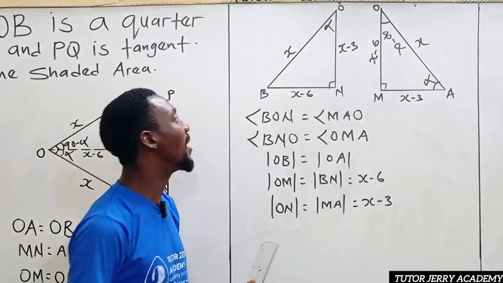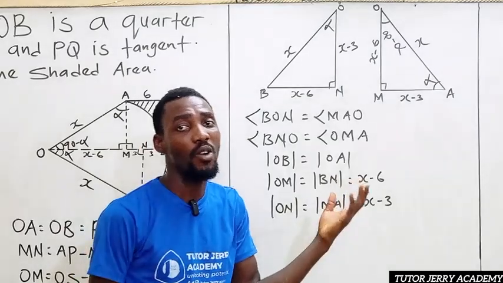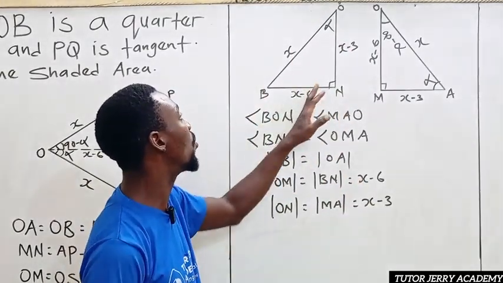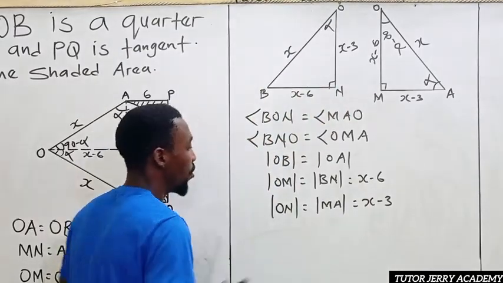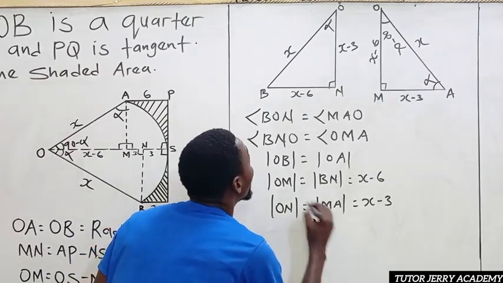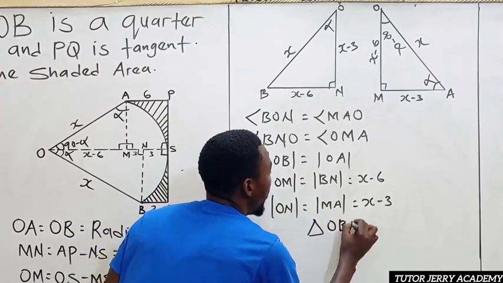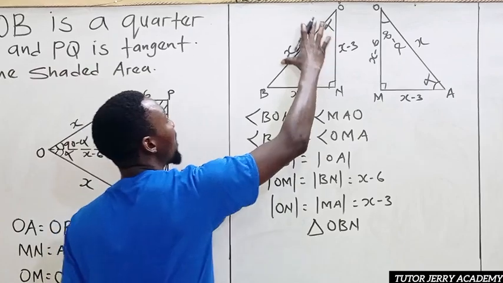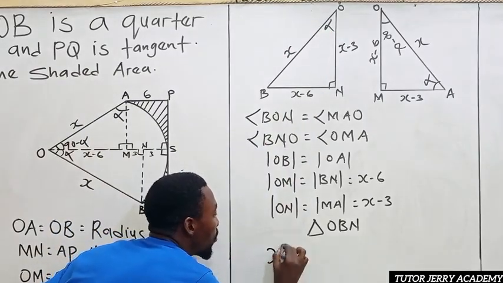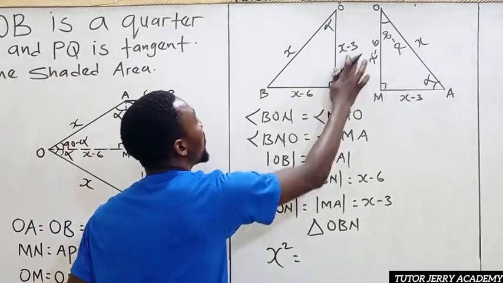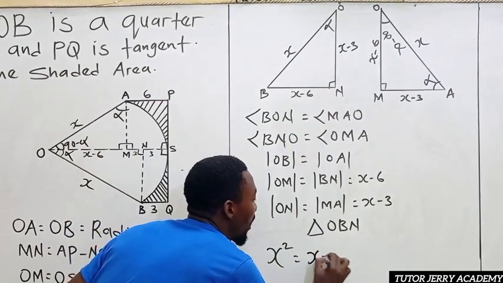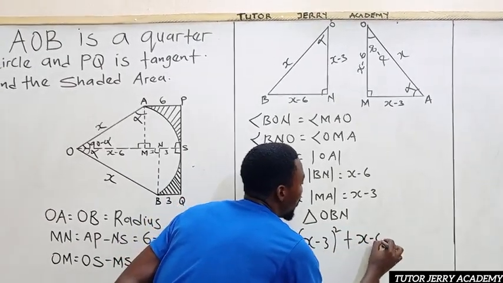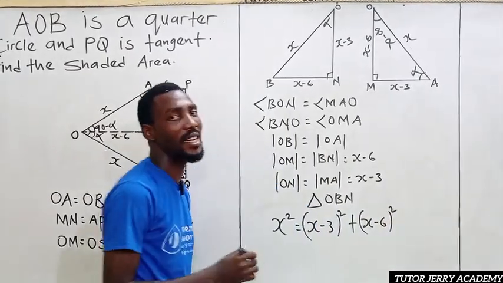So now, since we know that these triangles are similar, we can decide to work with any of these triangles. So let's work with triangle OBN. From triangle OBN, if we apply Pythagoras theorem, we are going to observe that the hypotenuse side, which is S squared, is going to be equal to the sum of the two other sides, provided that they are all squared. So we are going to have X minus 6 here, all squared. I hope you understand this.